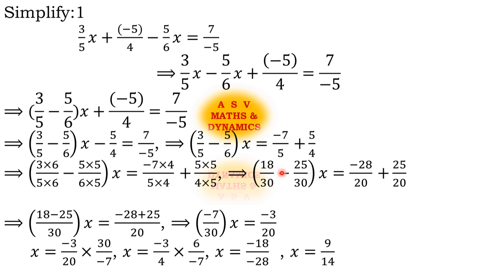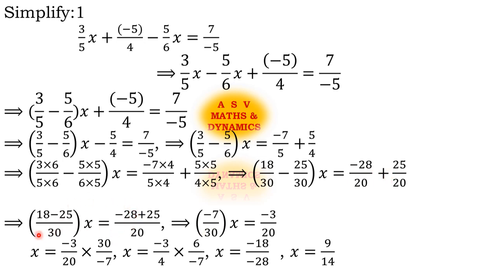So I multiplied. Here the values: 3 sixes are 18, 5 sixes are 30, 5 fives are 25, 5 sixes are 30. I write it. Then on the right side, 7 times 4, negative means negative 28, negative 28, then 20. It is 25, it is 20. Here you see 30, 30, the two numbers are 30, 30, so what is the next step? In the denominator you can write only one number. In the numerator you can join 18 minus 25. The same case here also: the denominator is 20, so the numerator 28 plus 25, you can write it like this.